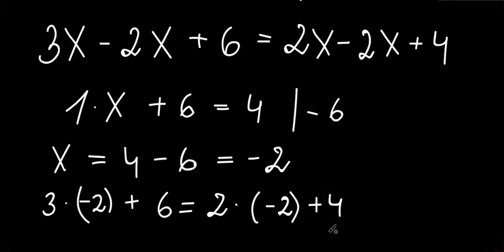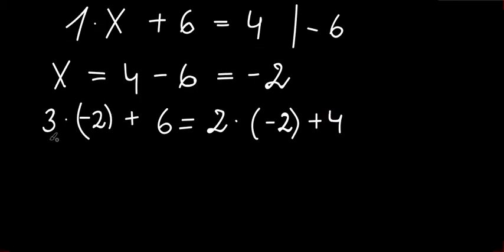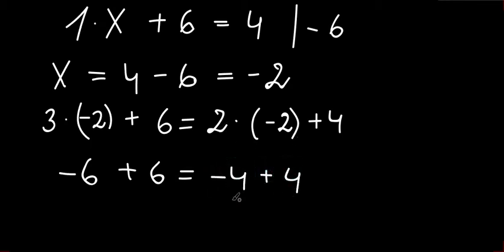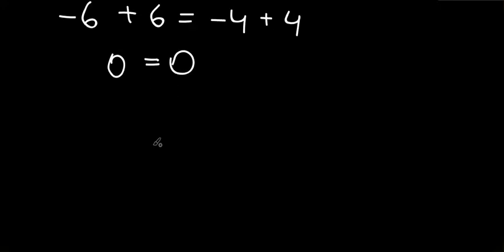And now look at it. This will give us minus 6 plus 6, and it is equal to minus 4 plus 4. It gives us that 0 is equal to 0, and that is essentially true. So it means that we solved our equation right. Let's move to another example.